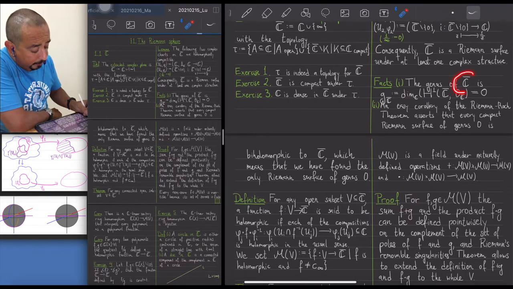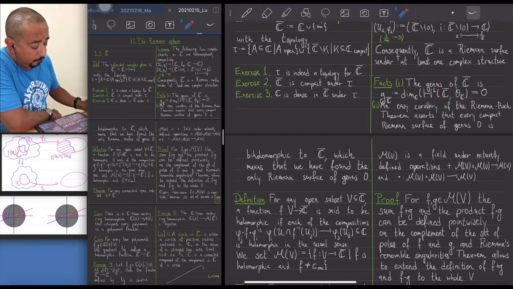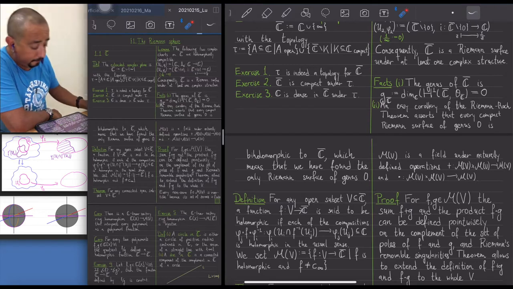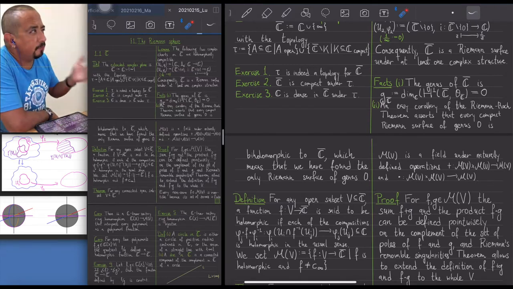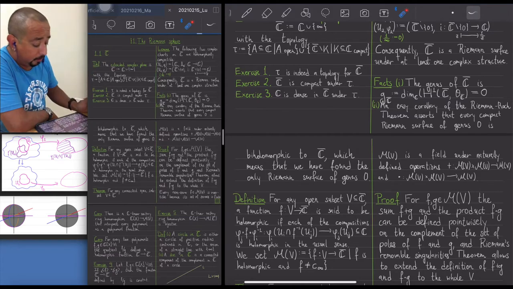Okay, a couple of facts. The genus of C bar as a Riemann surface is zero, where the genus of a Riemann surface is defined as the dimension of the first cohomology group of the surface with coefficients in the sheaf of holomorphic functions. So the sheaf of holomorphic functions from the open sets of the surface to C. Which I would have to tell you what it means for a function defined on an open set of a Riemann surface and going to the complex numbers to be holomorphic. And I have not really done that so far.